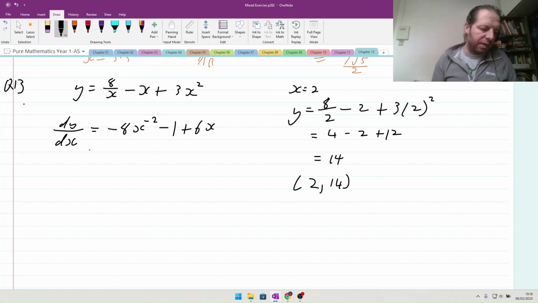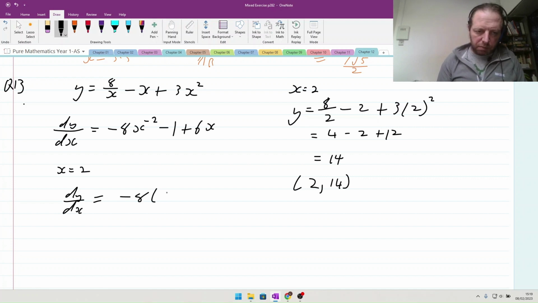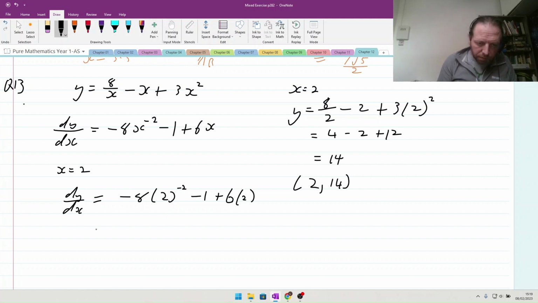So for the equation of the tangent, I am going to need the slope when x equals 2. So dy by dx is equal to minus 8 times 2 to the minus 2, minus 1, plus 6 times 2. Okay, 2 times 2 is 4, minus 8 divided by 4 is minus 2, minus 1 plus 12. 12 minus 3 is 9. Okay, so we've got a slope of 9.